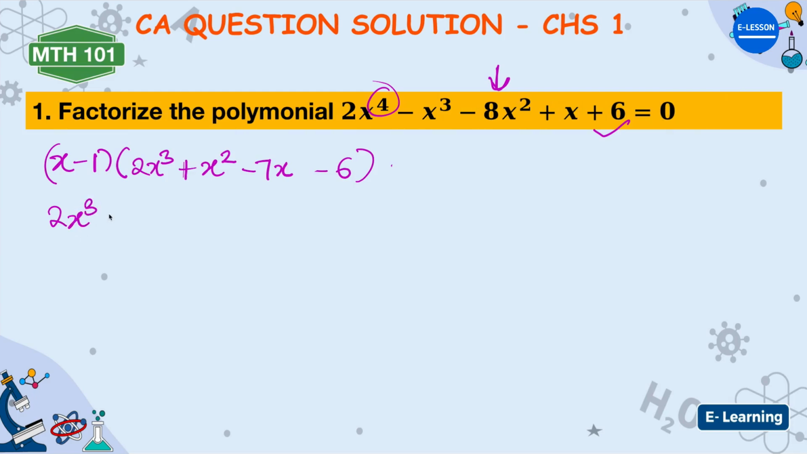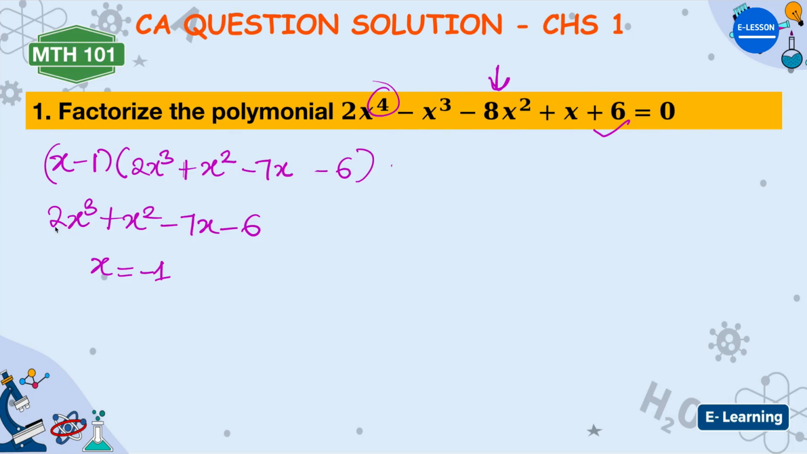So we take 2s to the power of 3 plus s squared minus 7s minus 6, and then refactorize it again. We can also use the same method. Are you getting it? But in this case, let us say s is equal to minus 1. If we put 1 here, it may not necessarily work, because here will be what?